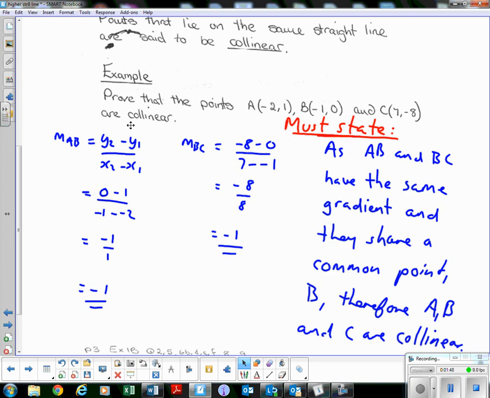So let's have a look at an example. Prove that the points A, B, and C are collinear. So we need to look at the gradient of A to B and the gradient of B to C and show that they are equal. So again, gradient of AB here, y2 minus y1 over x2 minus x1. Substitute in the values from here, we get negative 1. Gradient of BC, again, gradient formula, substitute in, negative 8 over 8 is negative 1. So we know that AB and BC both have the same gradient.